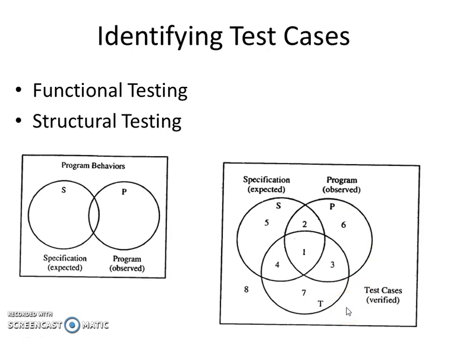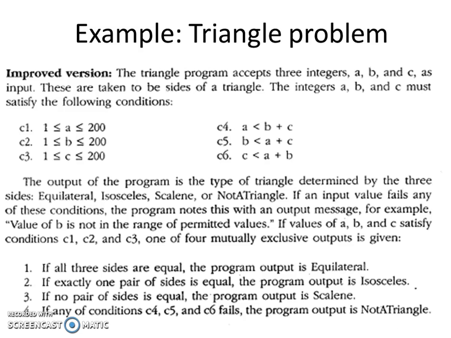Now we will see an example using which we can derive test cases, which is the classic triangle problem. The problem definition of the triangle problem is that this program accepts three integers a, b and c as input. They are taken to be the three sides of a triangle. The integers a, b and c must satisfy the following conditions.